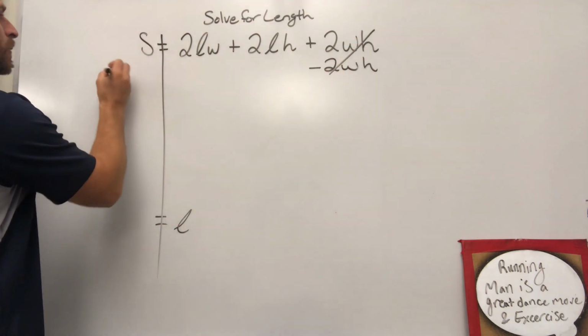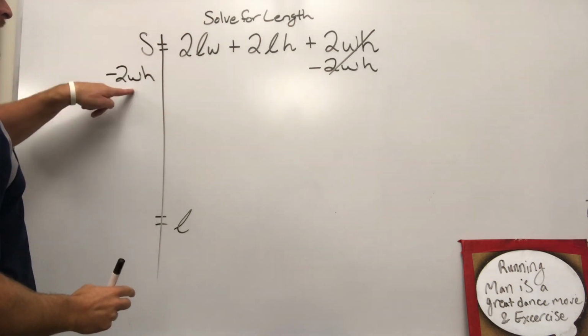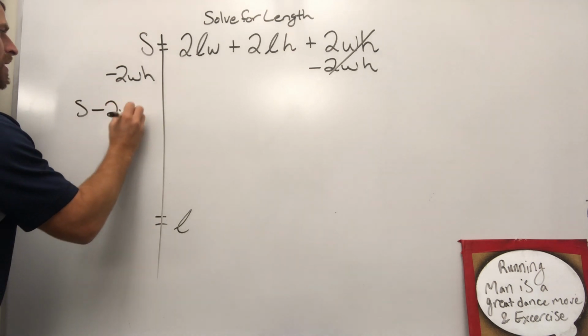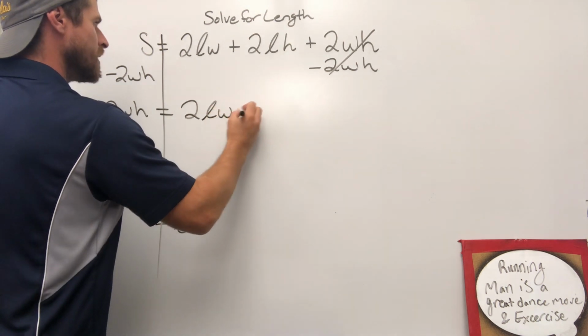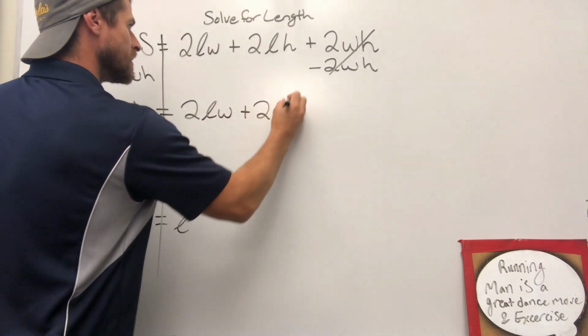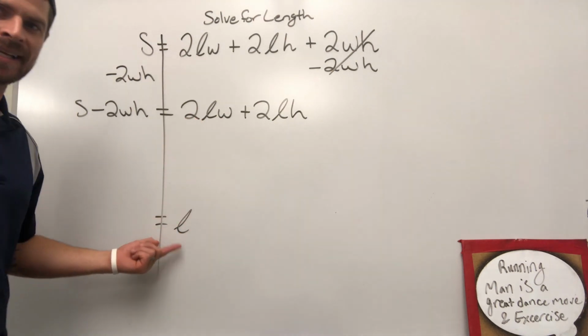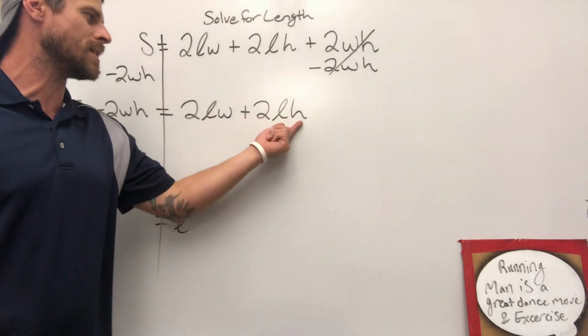That means I need to take away 2WH over on the left side. These are not like terms, so we need to keep them separated. S minus 2WH equals 2 times length times width plus 2 times length times height. Okay, we're getting closer to having L isolated on the right side, but we need to get rid of the 2 and the W. We also need to get rid of the 2 and the H.